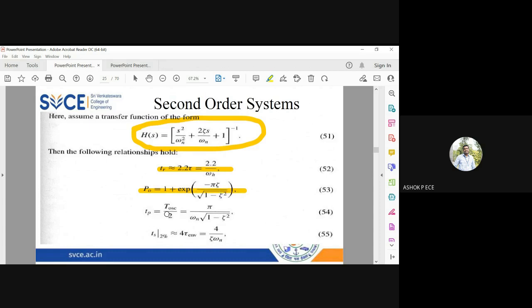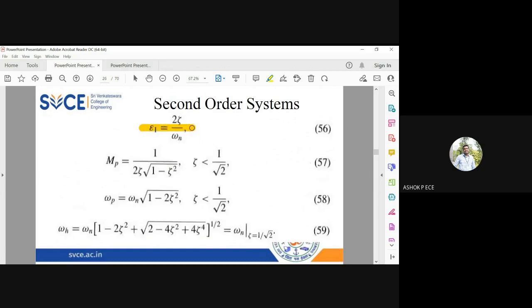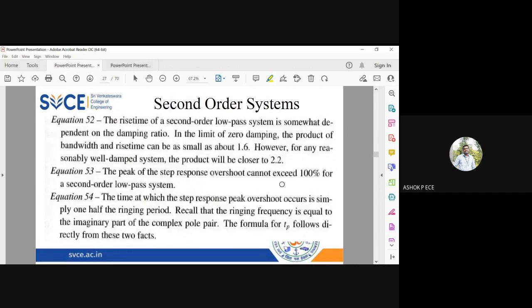Tp, the time at which the peak occurs, is given here. Settling time is also given here. And the delay is given here. The maximum overshoot value is given. And the xi value is less than 1 by root 2. And omega p, the peak frequency, is given. And the 3 dB cutoff frequency is given. So all the formulas are given.